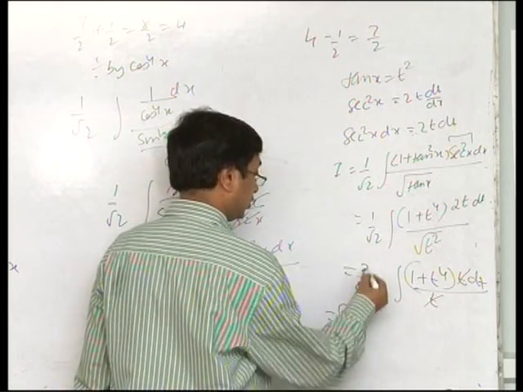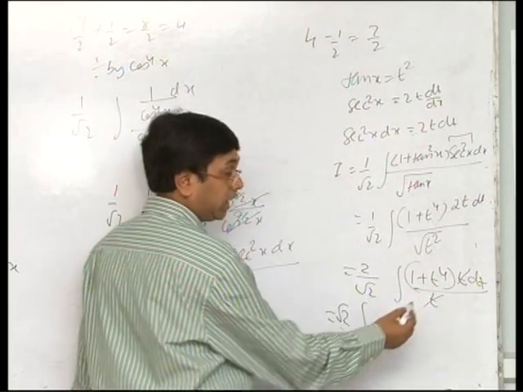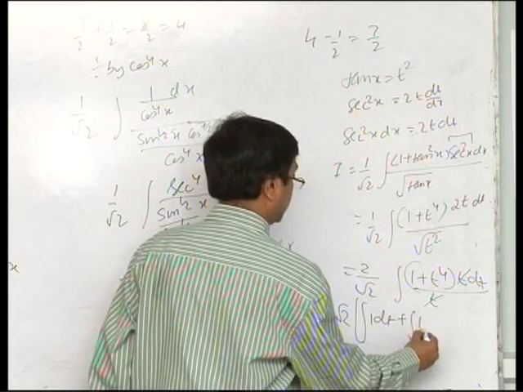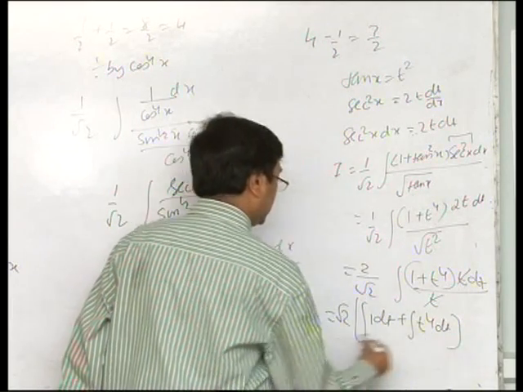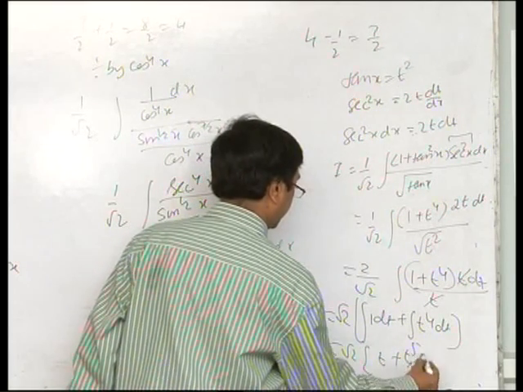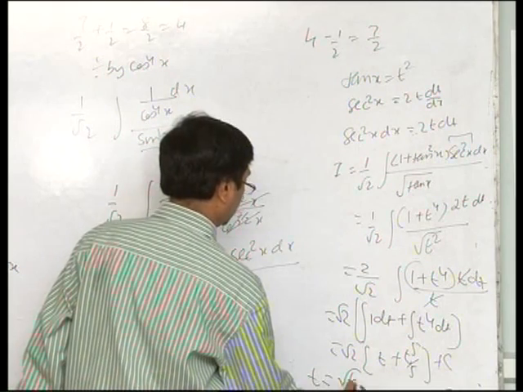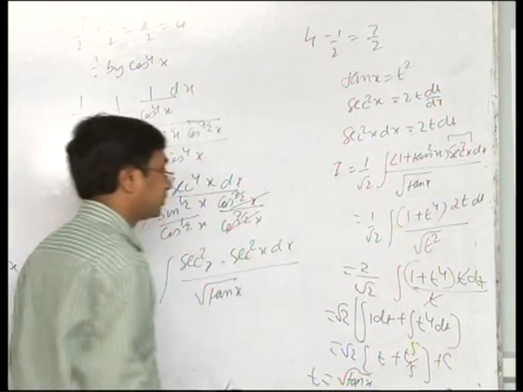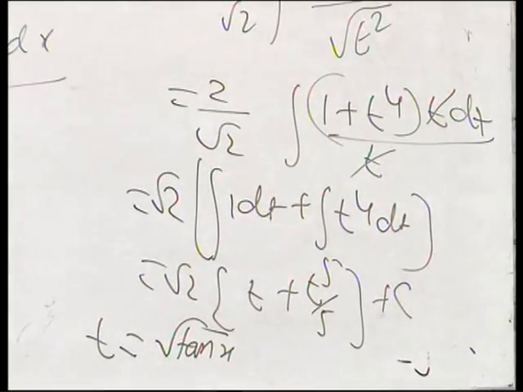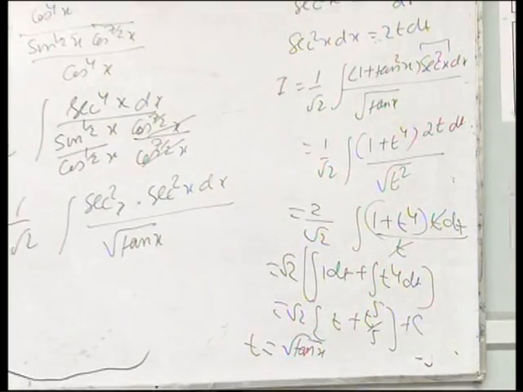Root 2 comes up, 2 and root 2, rationalize it, or you can cancel it, root 2 into root 2. And what would the integral be? 1 dt plus t raised to 4 dt. So root 2 into t plus t raised to power 5 by 5 plus c, and t is equal to root tan x. Now you see this problem was not of a direct form, but we could convert it into this form and solve it like this. So that is one way of doing it.